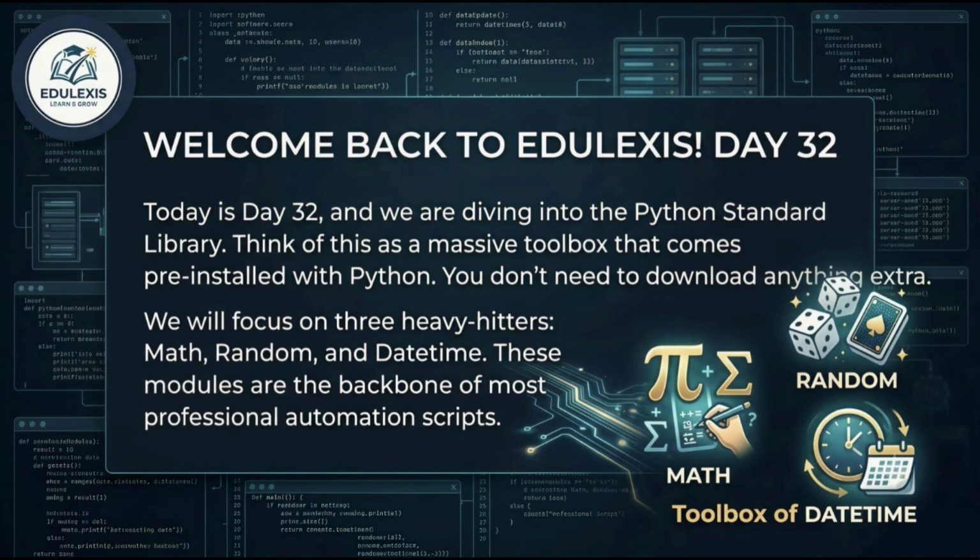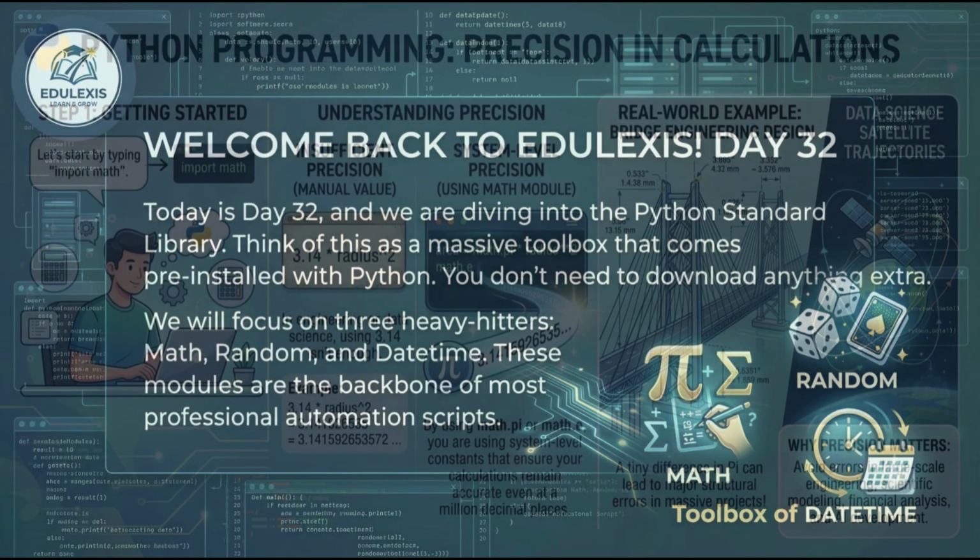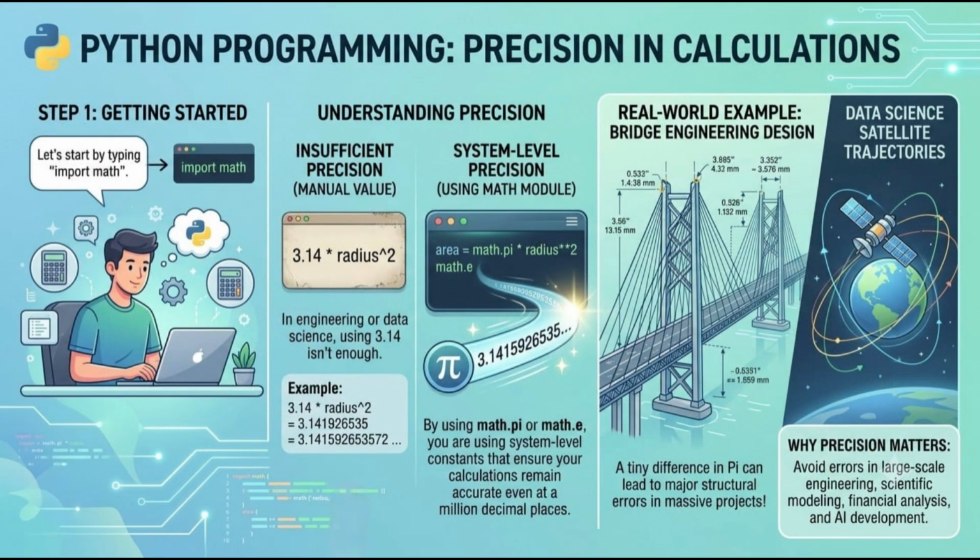Think of this as a massive toolbox that comes pre-installed with Python. You don't need to download anything extra. We will focus on three heavy hitters: math, random, and datetime. These modules are the backbone of most professional automation scripts. Let's start by typing import math.